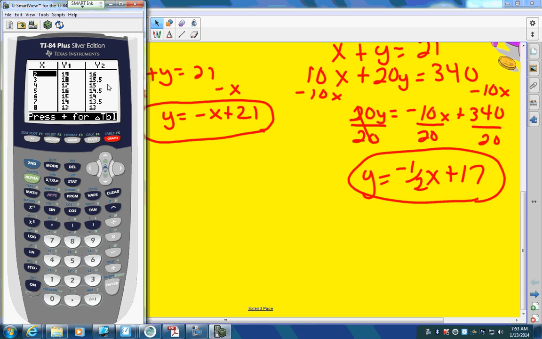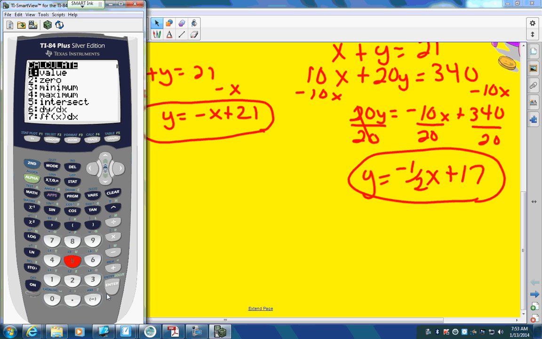All right. So where are Y1 and Y2 the same? Do you see it on my table up here? It says 8 and 13, 13. See how Y1 and Y2 are the same? Remember, the other way to do this is second trace, 5 for intersect, let them graph, press enter 3 times. It'll tell me my answer, 8 and 13.